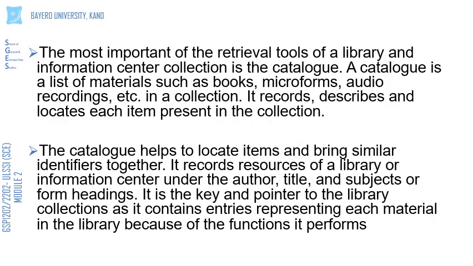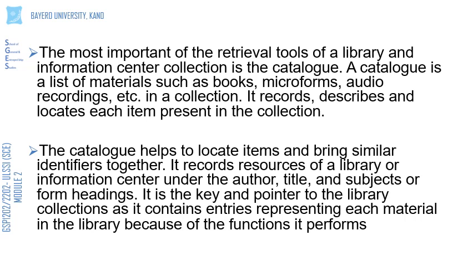The most important of the retrieval tools of a library or information center collection is the catalog. A catalog is a list of materials such as books, microforms, audio recordings, etc. in a collection. It records, describes, and locates each item present in the collection. So we can say catalogs are lists of holdings of a library, a list of all what the library has in their collection, so that when users come, whether having the author, subject, or title in mind, you can easily know where to locate them on the shelf because the books are well described, giving you all the bibliographic information they contain, as well as giving you access points to where you can get that information on shelves.